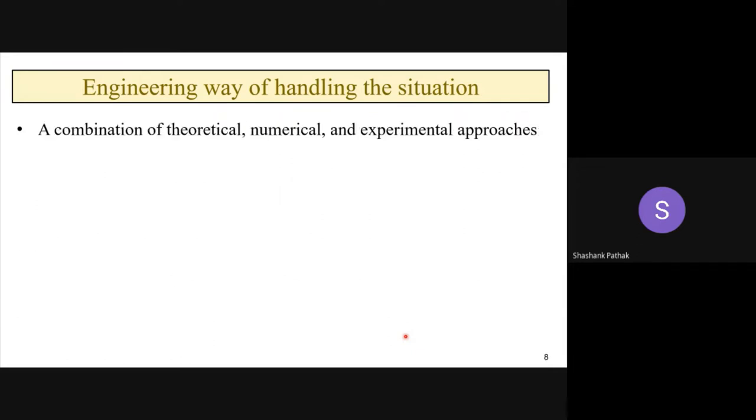In engineering, we solve any problem using three different approaches. There are theoretical approaches, numerical approaches, and experimental approaches. We cannot rely on a single approach. Suppose you are doing only experiments, then those experiments will be for a particular situation. We cannot generalize them to all situations. So we have to develop some theory. And once we have developed the theory, we need to validate it.